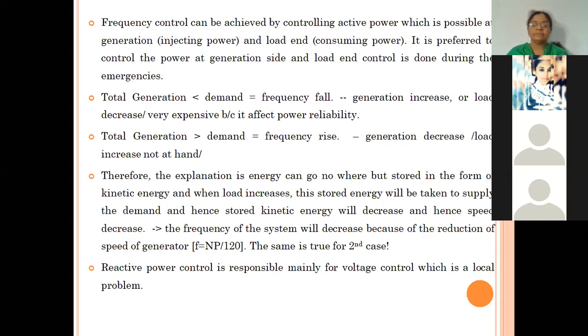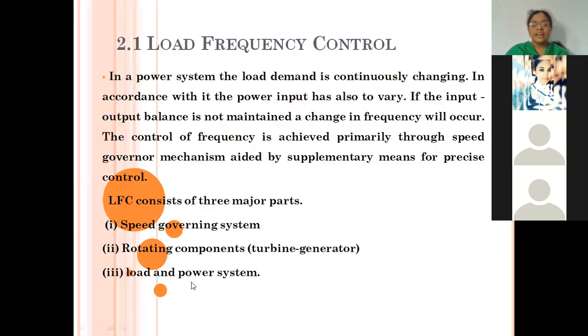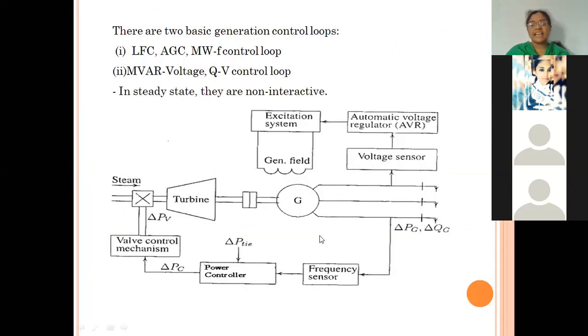Okay. So here we have seen last class, this is the main diagram. You have to go with this. In my notes it is not there. Again I'll send this PPT to you. Okay. And go with this.